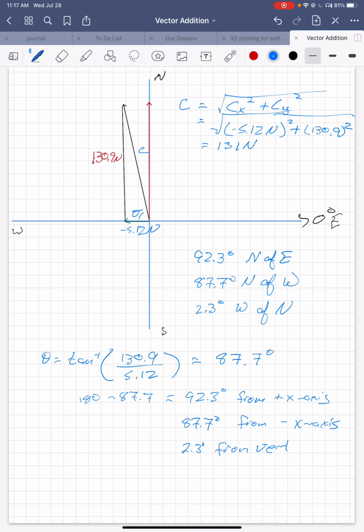Now, because I talked about vector addition, I also talked about vector subtraction, because when I subtract things, all I'm doing is adding the opposite. And the opposite of an angle is just the angle that's 180 degrees away. So if I say that A is 20 newtons at 30 degrees, minus A would be 20 newtons at 30 plus 180, 210 degrees.